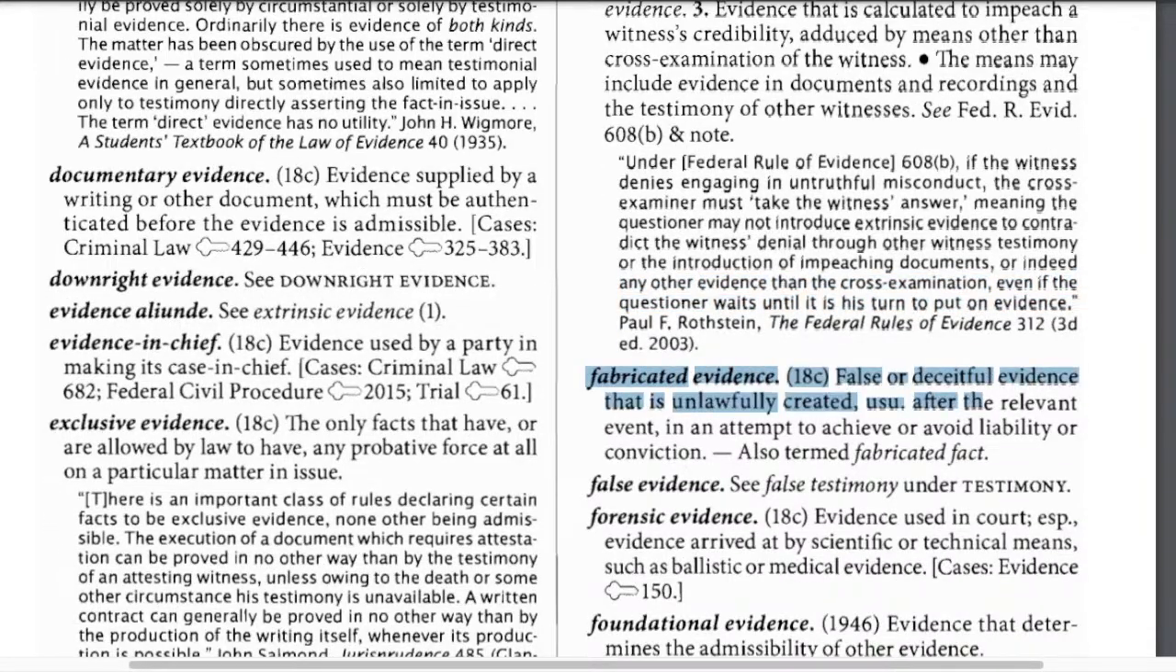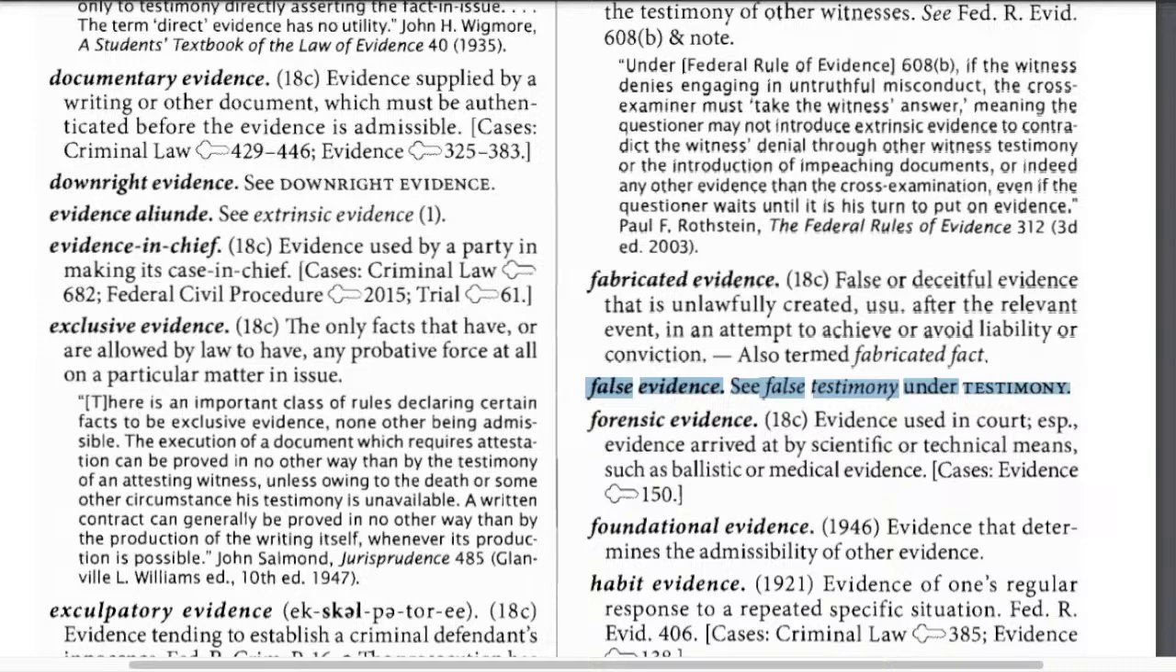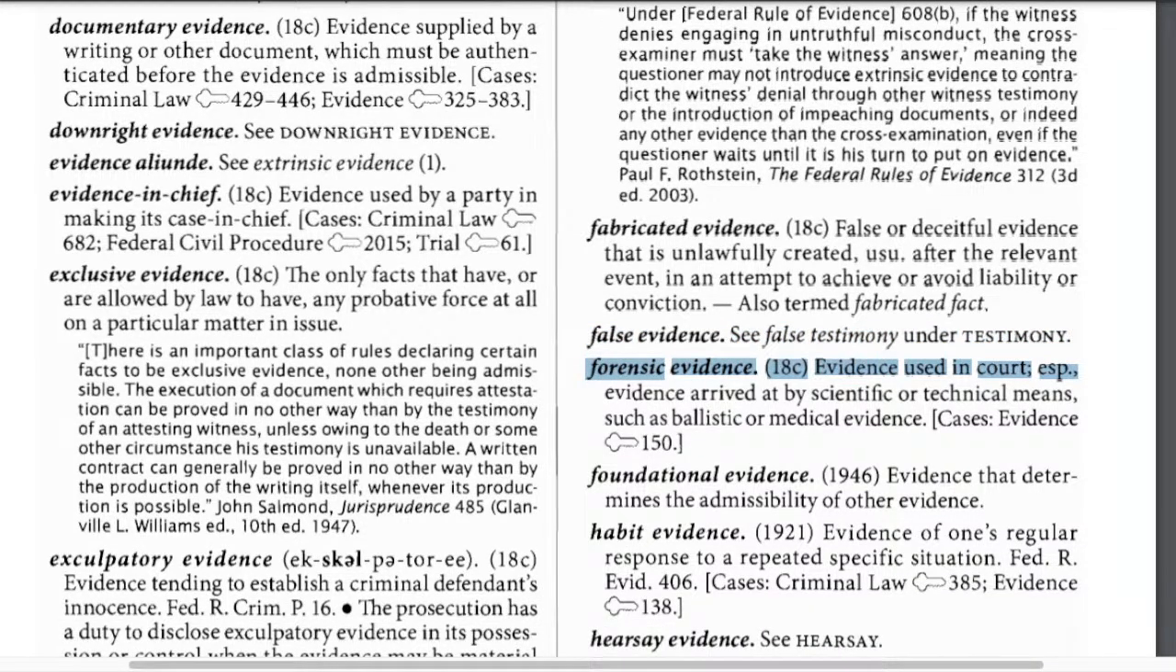Fabricated evidence, 18th century: false or deceitful evidence that is unlawfully created, usually after the relevant event in an attempt to achieve or avoid liability or conviction, also termed fabricated fact. False evidence. Forensic evidence, 18th century: evidence used in court, especially evidence arrived at by scientific or technical means such as ballistic or medical evidence. Foundational evidence, 1946: evidence that determines the admissibility of other evidence.